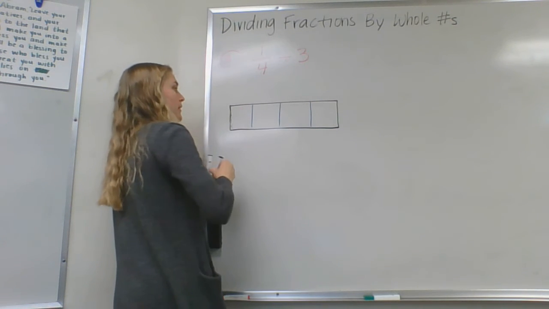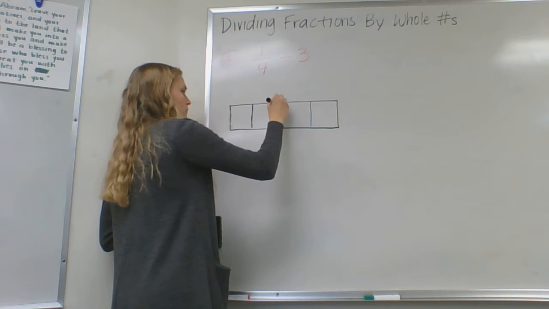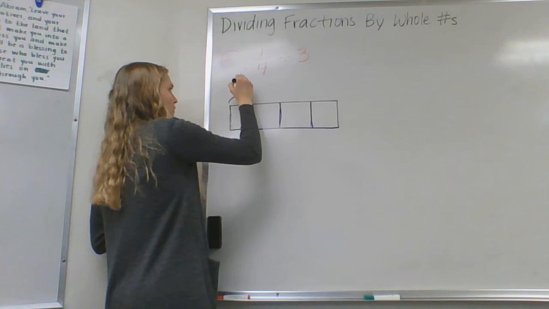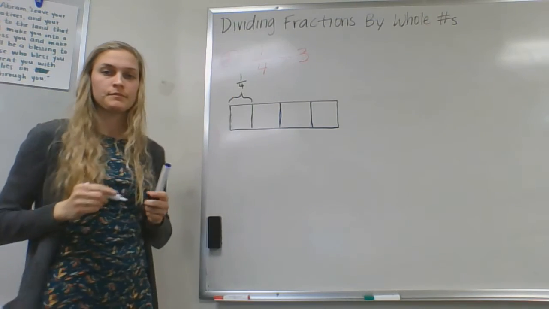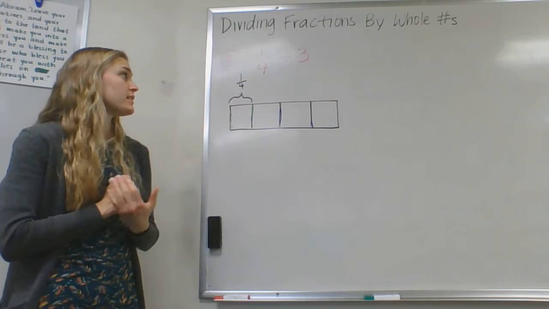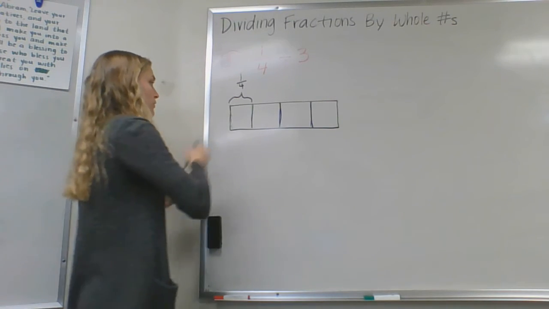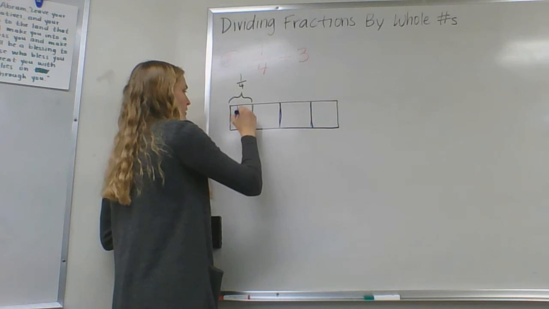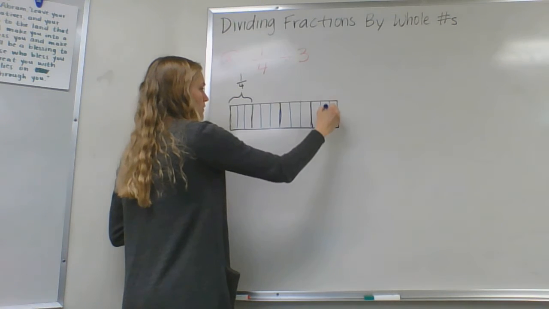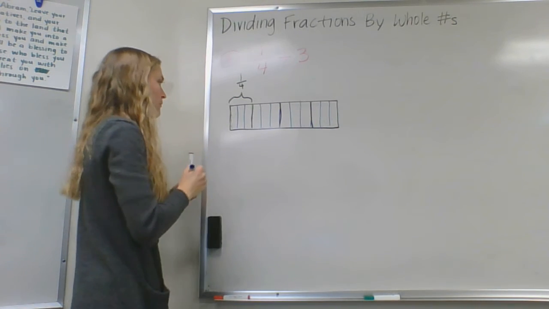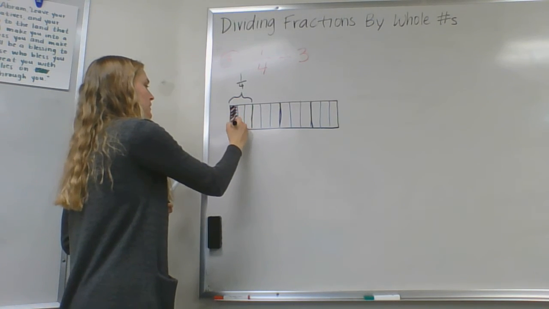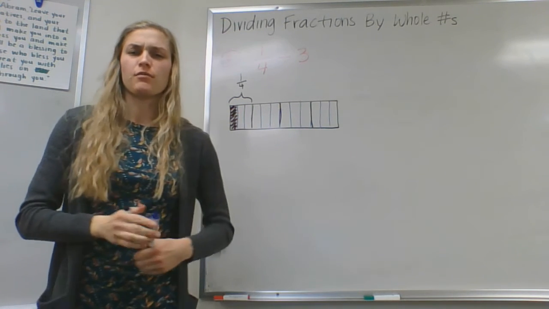Actually, I'm going to leave this part black, then each of these are worth 1/4. Okay. Now we're going to divide that by 3. So each of these is going to be split into 3 pieces. And we're talking about one of those pieces. Now it'll be confusing. Why are we shading 1?